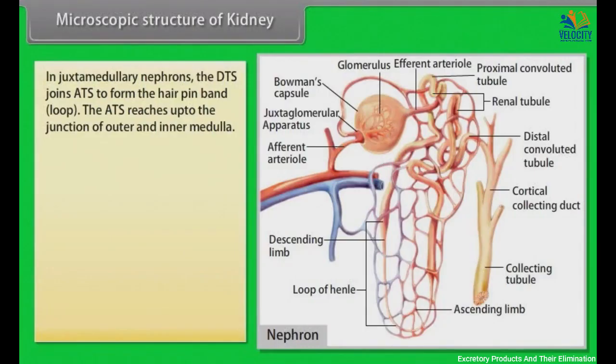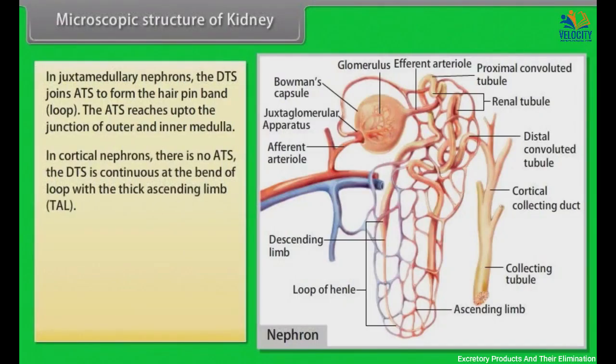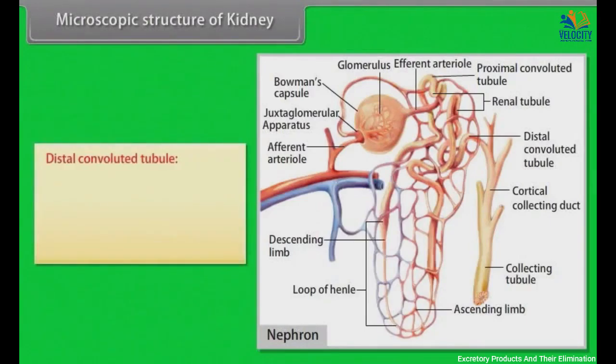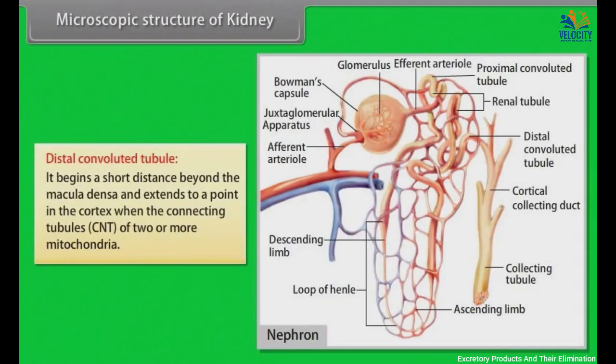The ATS reaches up to the junction of outer and inner medulla. In cortical nephrons, there is no ATS. The DTS is continuous at the bend of loop with the thick ascending limb. Near the end of thick ascending limb, the nephron passes between its afferent and efferent arteriole. This short segment of the thick ascending limb is called macula densa. Distal convoluted tubule. It begins a short distance beyond the macula densa and extends to a point in the cortex where the connecting tubules of two or more nephrons join.